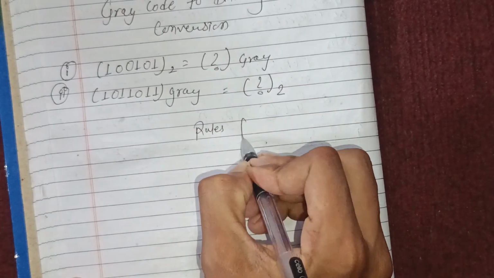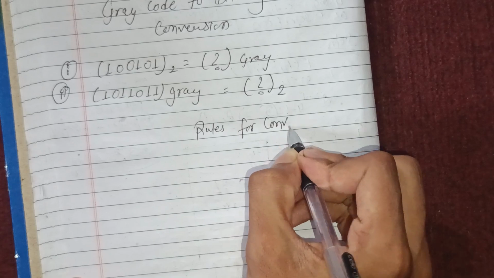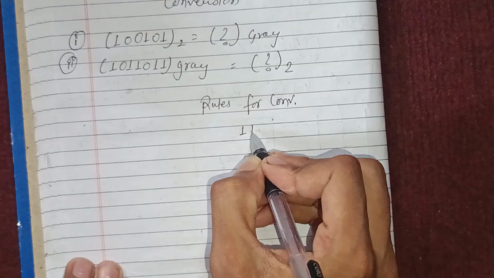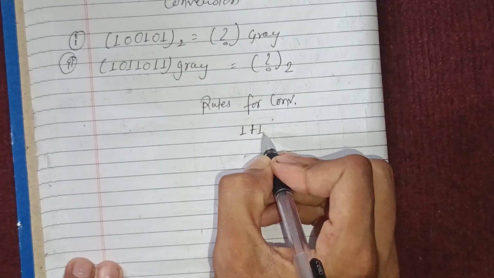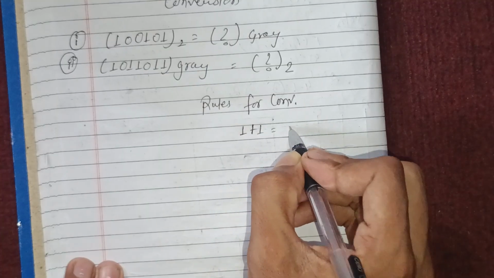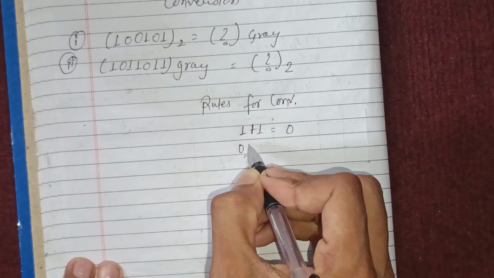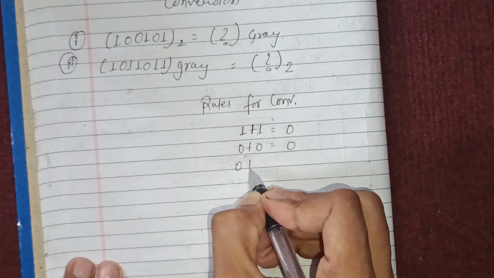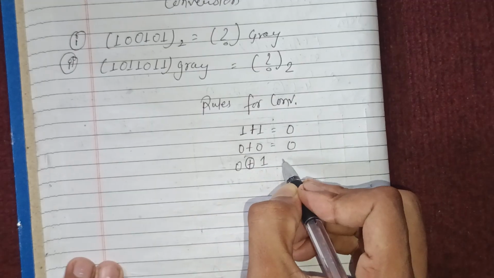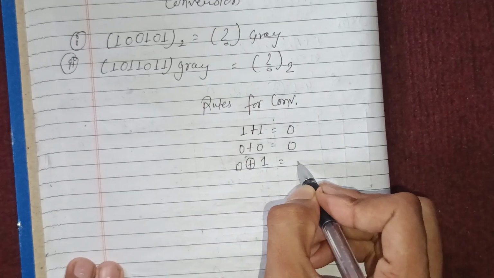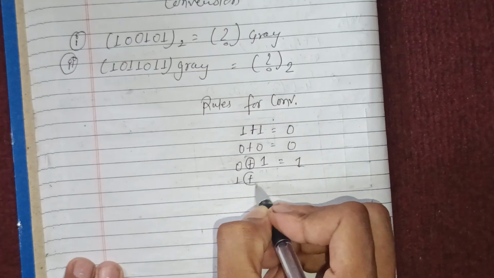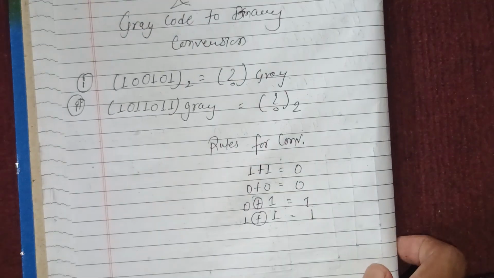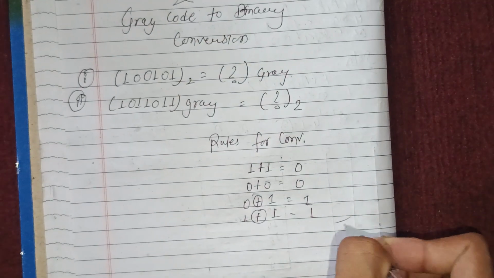So the rules for conversion: if you have the same numbers, 1 and 1, 1 plus 1 will get the same result 0. If you have the same numbers, 0 plus 0 will get the same result 0. If you have different numbers, like 0 XOR 1, we get the different answer 1, and 1 XOR 0 will get the different answer 1. So these are the rules you have to remember. Let's follow this rule and solve the first question.